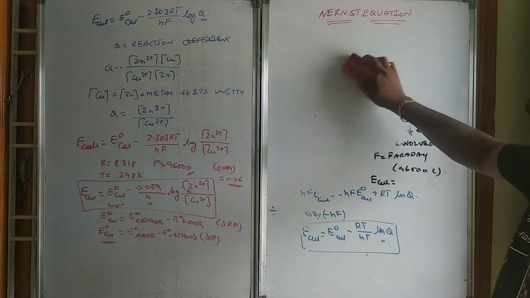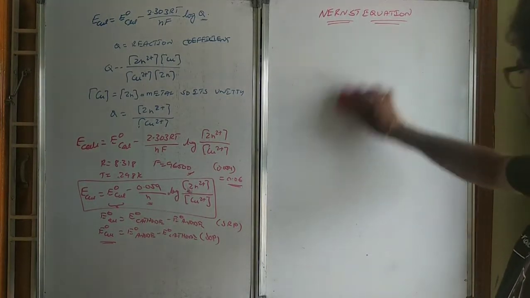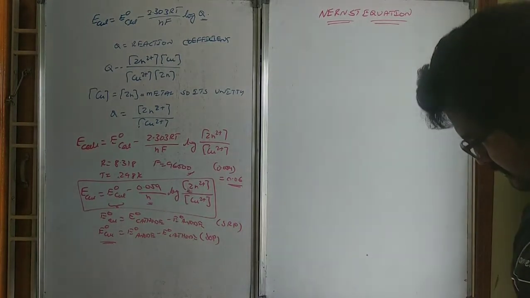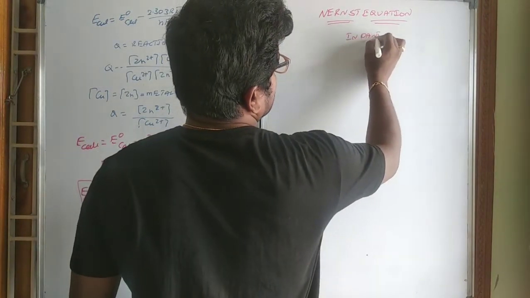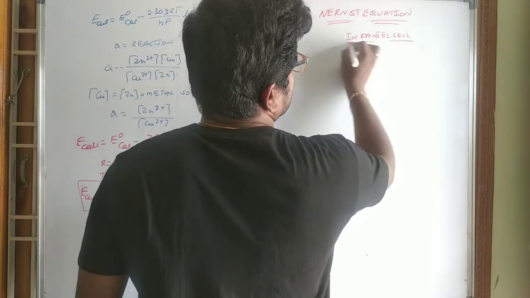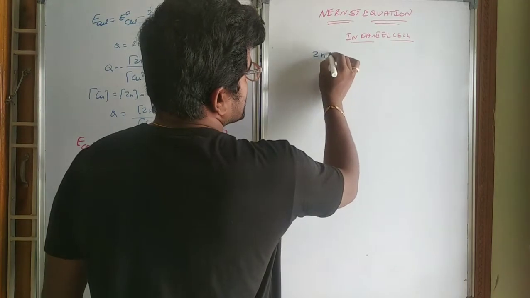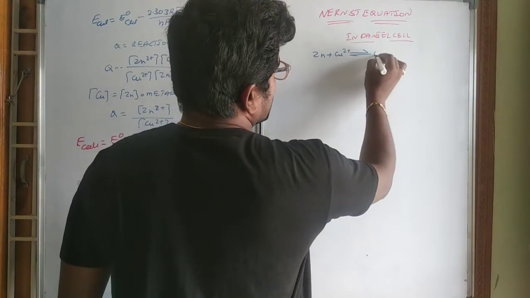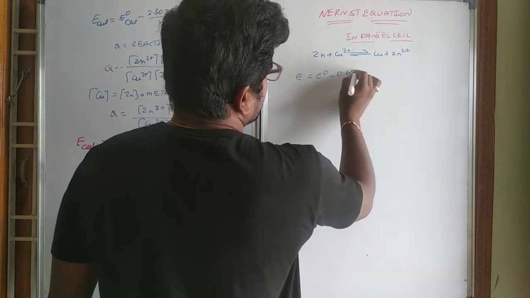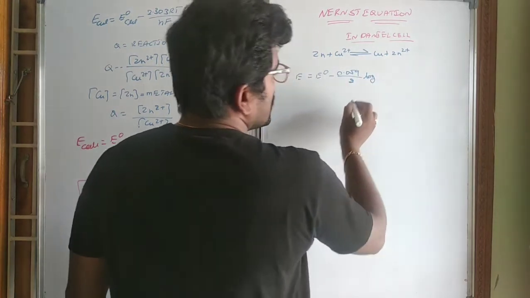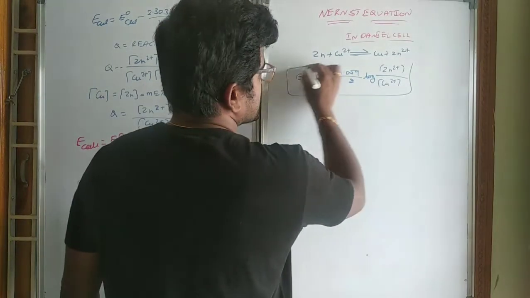Let me tell you the conditions now. 3 cases we can get. In Daniell cell, 3 conditions. For Daniell cell, Zn plus Cu2+ gives Cu and then Zn2+. E is equals to E naught minus 0.059 by 2 log products concentration by reactants concentration.